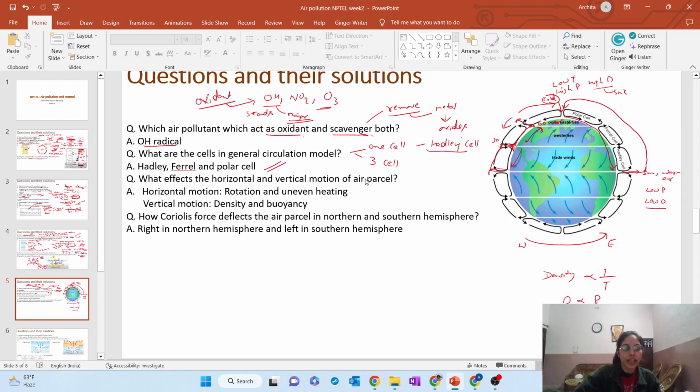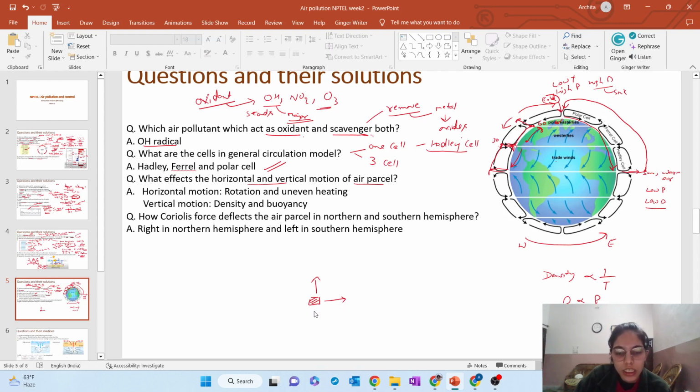Now the next question is about the vertical and horizontal motion of an air parcel. Okay, so let's say this is an air parcel. An air parcel is, let's say, a 1 cubic centimeter ball. We can call it a cubic meter area filled with air. Let's say a meter cube filled with air. Now it can move horizontally. It can move vertically.